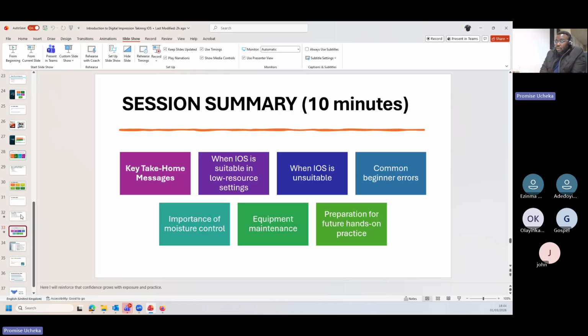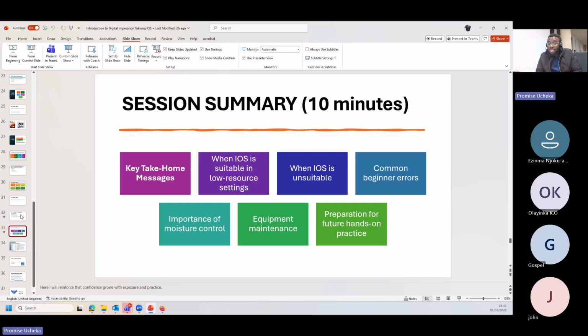Just to summarize what we've done today, some of the key take-home messages is that intraoral scanners are very suitable in low resource settings. As we have said, there is that initial capital that we need to invest into the business. But again, you have to make both clinical judgment and financial judgment as to whether this is going to be cost effective.